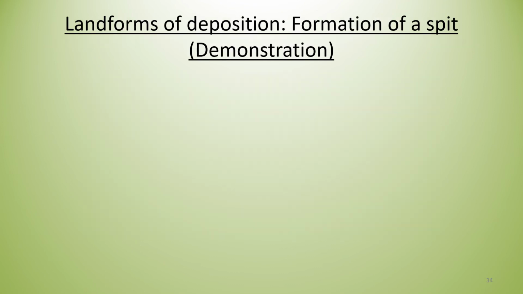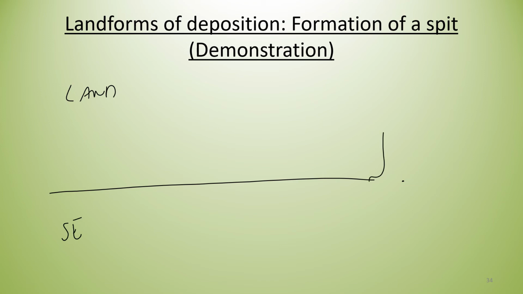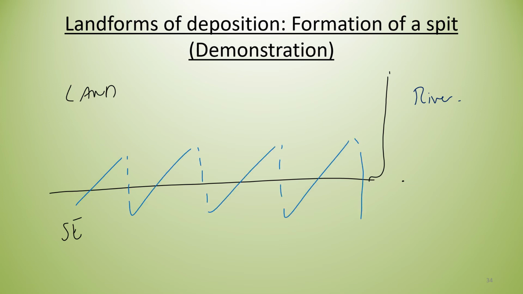The formation of a spit. After longshore drift has happened, remember you've got the land, you have the sea, then at the end of a beach there may be a river estuary. Sediment will be transported along the river through that swash and backwash motion. Swash, backwash, swash, backwash. It doesn't just stop there at the end of a beach.